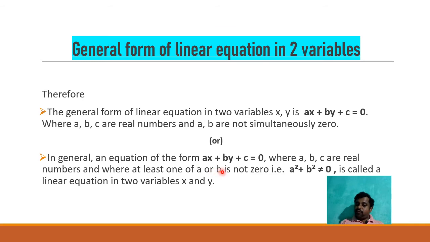An equation in the form ax + by + c = 0, where a, b, c are real numbers and where at least one of a or b is not 0, that is, a² + b² ≠ 0, is called a linear equation in two variables x and y. I think you students have understood this. Otherwise, you can repeat this.